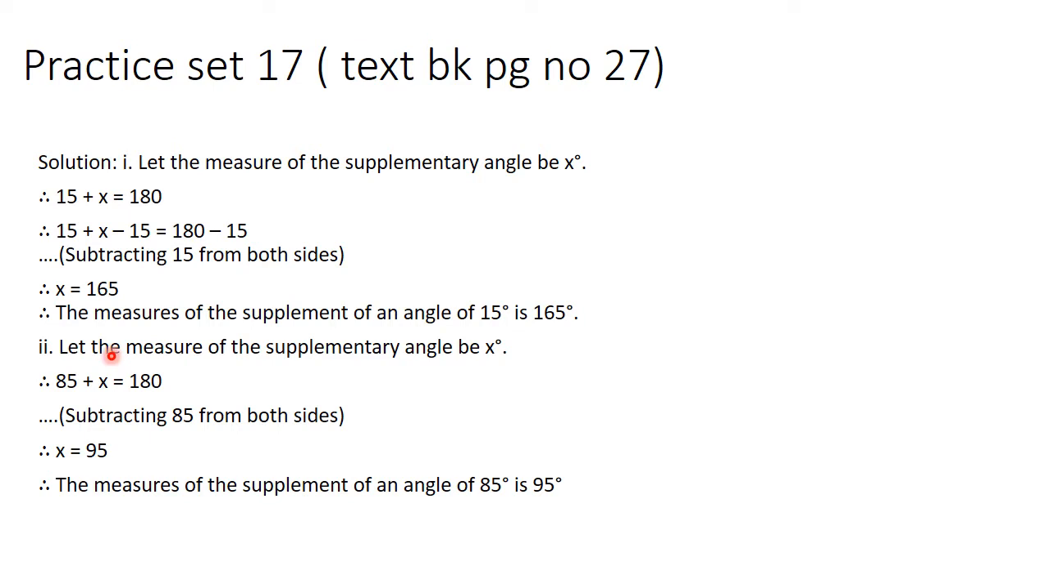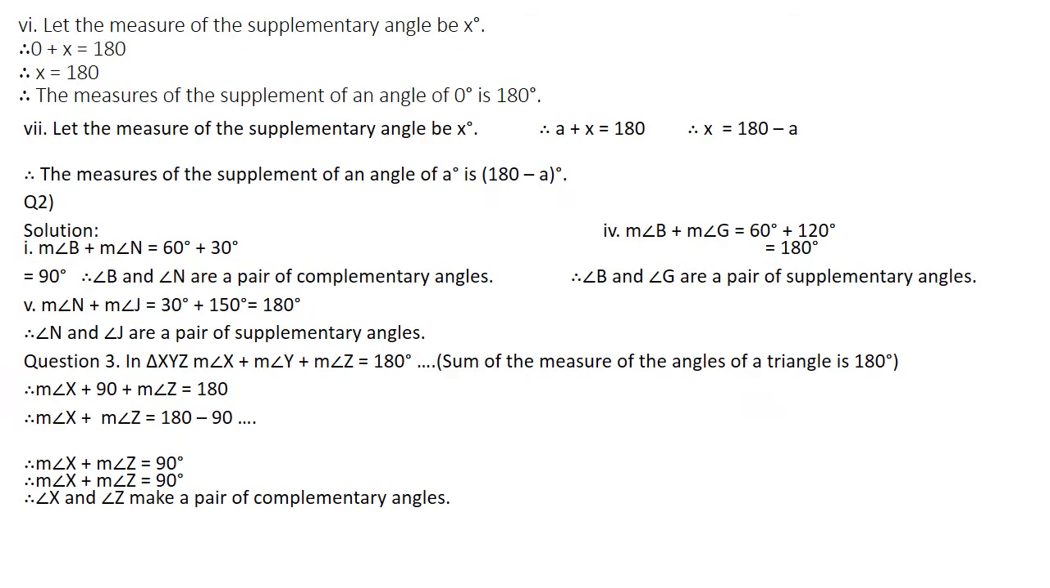Next sum, the measure of the given angle is 85. You have to find the supplement of this. So first write 85 plus x is 180, because the sum of the measures of two supplementary angles is 180 degrees. Subtracting 85 from both sides, you will get x is equal to 95, because 180 minus 85 is 95. So therefore the measure of the supplement of an angle of 85 degrees is 95.